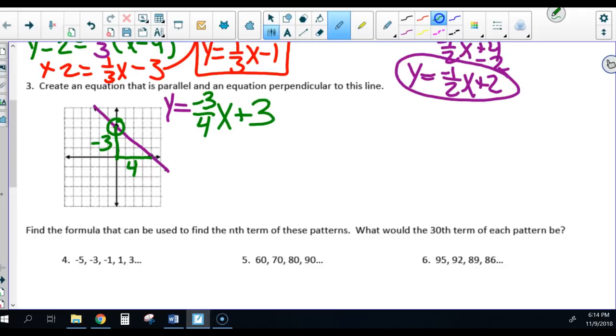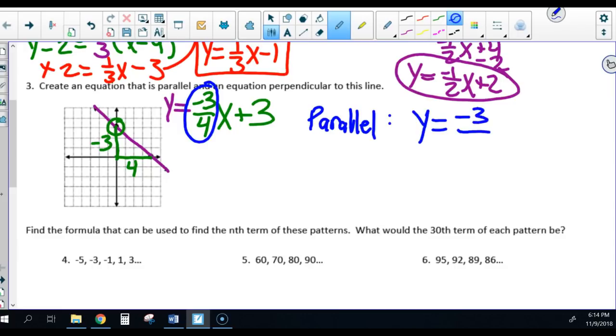I need to create an equation parallel and an equation perpendicular. So parallel is going to be anything with the same slope, negative 3/4. So y equals negative 3/4 x plus, here's where we can be creative. We can have any number in the world that we want as the y-intercept except positive 3. If I made it plus 3, it'd be the exact same line as the purple line over here, which I don't want. So anything other than plus 3. I want to say plus 5.